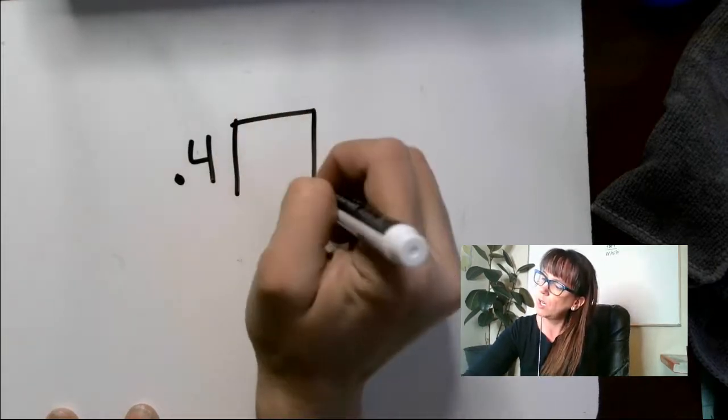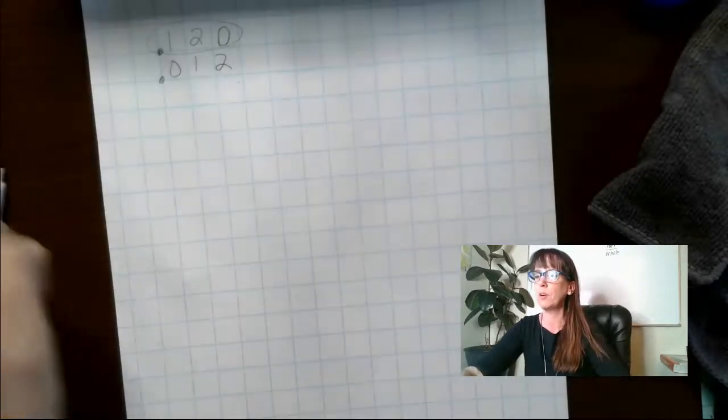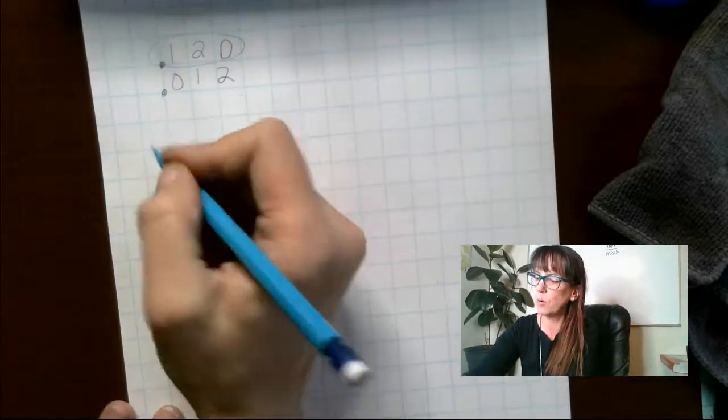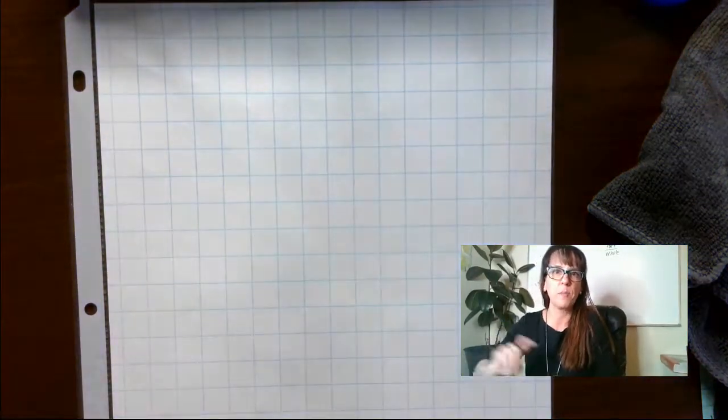Compare 0.4 to 0.400. All right, guys, let's use our grid paper so that we can get a good idea of what is easier. Actually, I'm going to pause for just a sec. All right, so problem solved. I've got a whiteboard one that I can use.